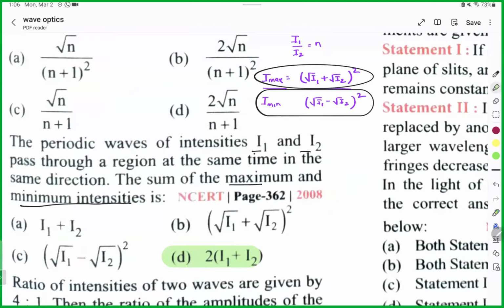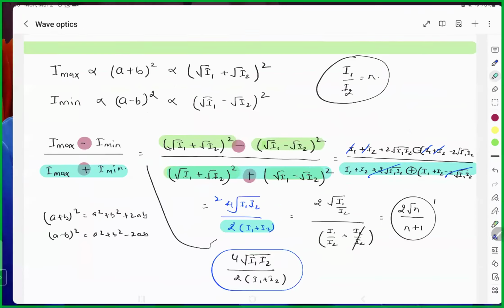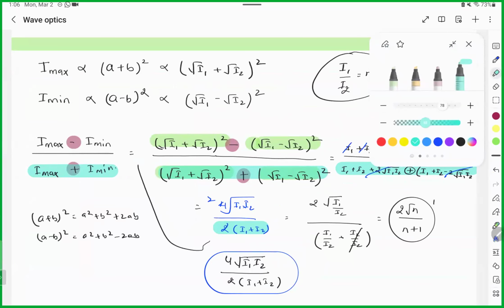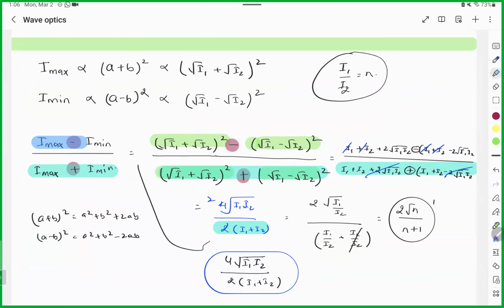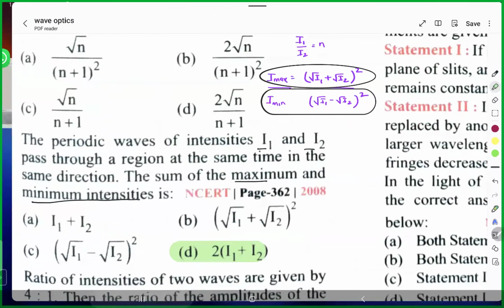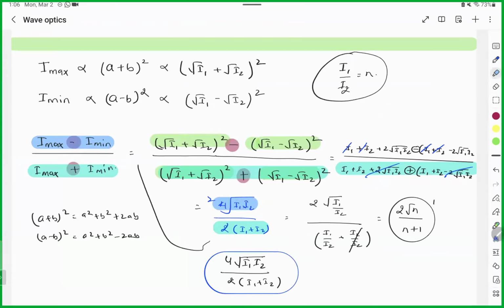Tell me, guys, is it easy now? Yes, sir. Next time they might ask, what is the difference value of I1 minus I2? The difference value of I max minus I minimum will be 4 under root I1 I2. So for your calculation, you can make it fast and put this value.